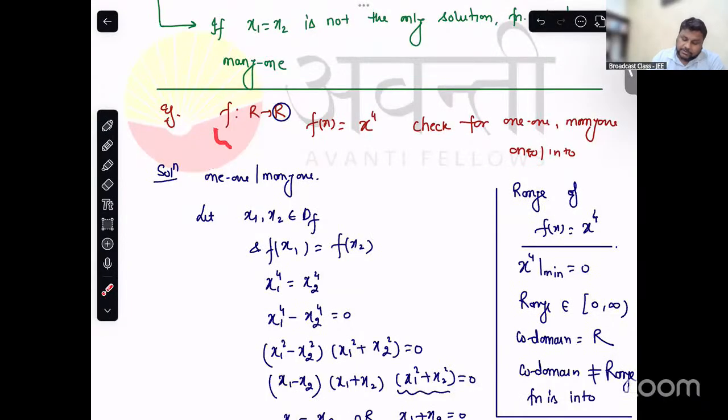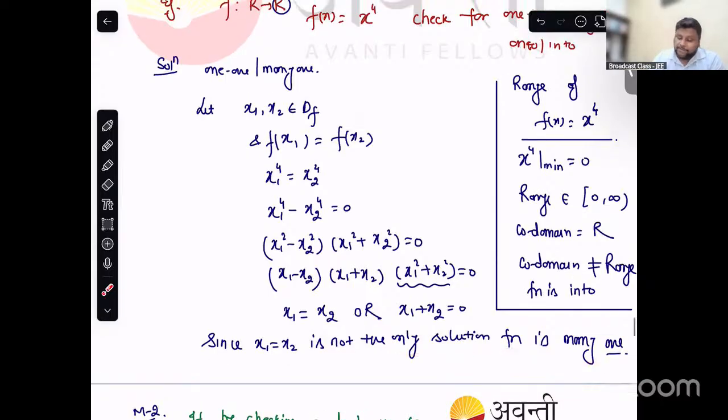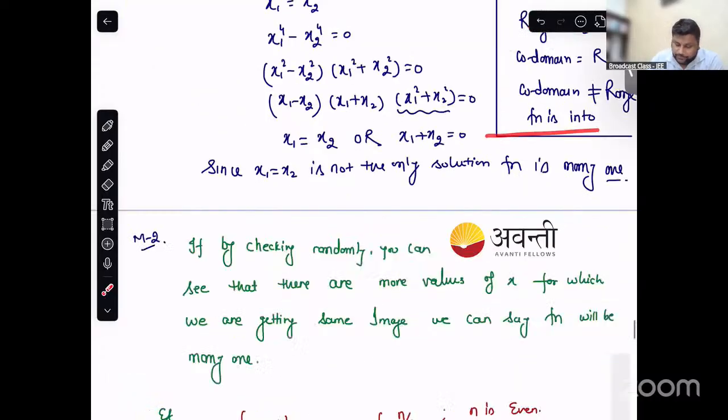Now, a simple example I have done, f(x) equals x to the power 4. So first of all, I assumed x1, x2 belongs to domain of the function, f(x1) equals f(x2). After simplification, I realize there are two solutions, x1 equals x2 or x1 equals minus x2. That means since x1 equals x2 is not the only solution, function is many-one. Range of the x to the power 4 function is 0 to infinity. Codomain given to me is R, so function is into.